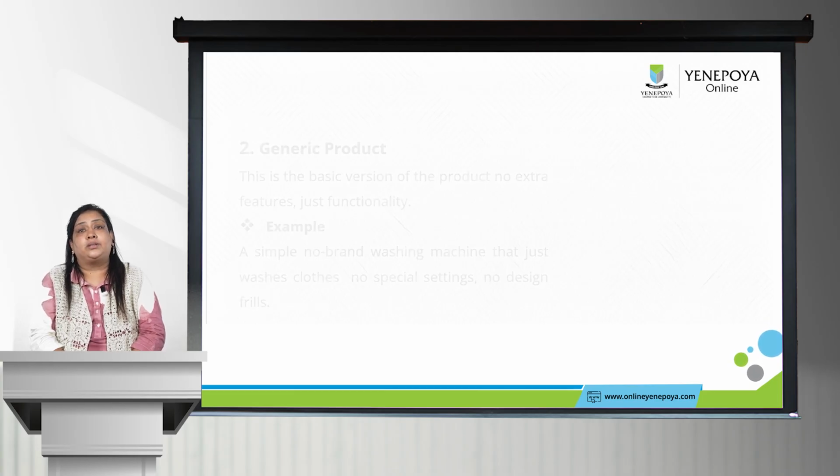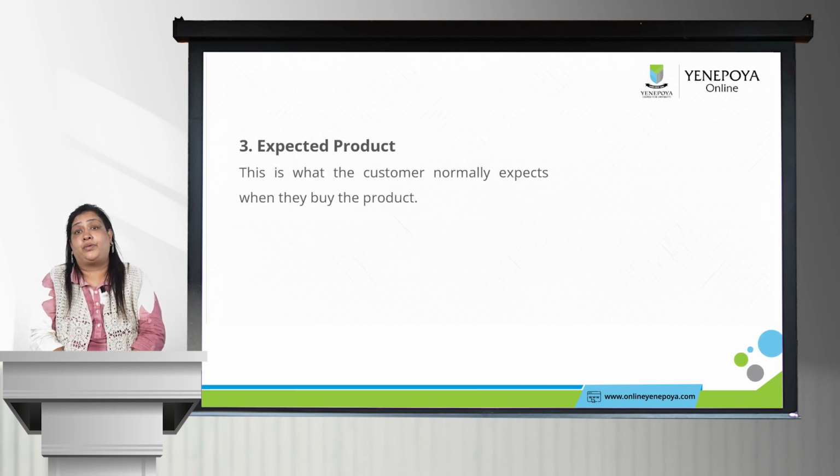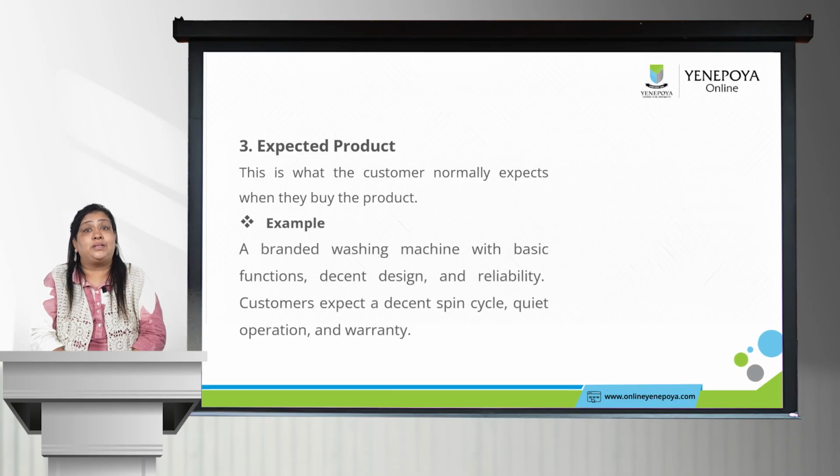And the third is expected product. This is what the customer normally expects when they buy the product. Example, a branded washing machine with basic functions, decent design and reliability. Customers expect a decent spin cycle, quiet operation and warranty. Meeting expectation is the minimum standard today.